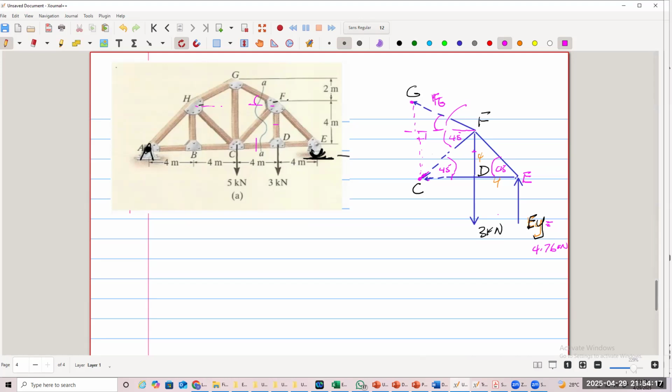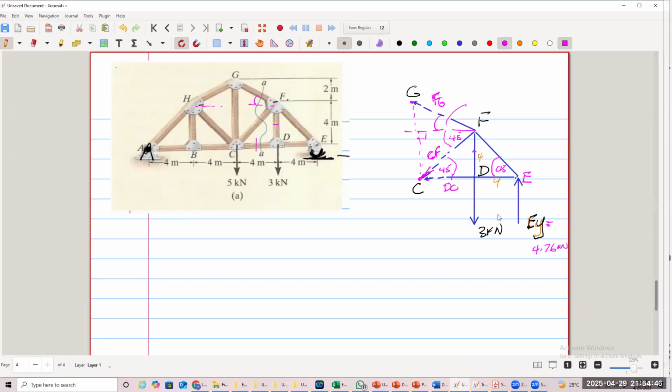And this one we're going to call FC or CF, whatever you want to call it. It's just a labeling, not necessarily following the number. So we need to find this one coming into that joint, and we also need to find DC. This really should have been called FC, whatever.